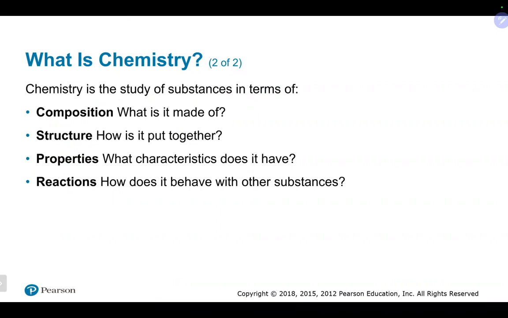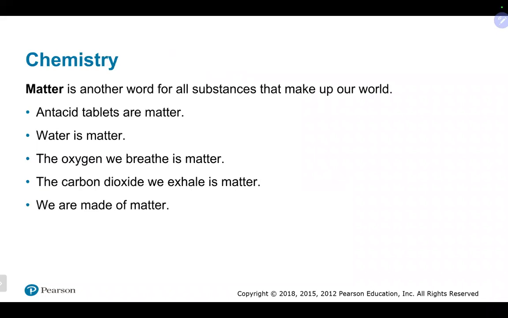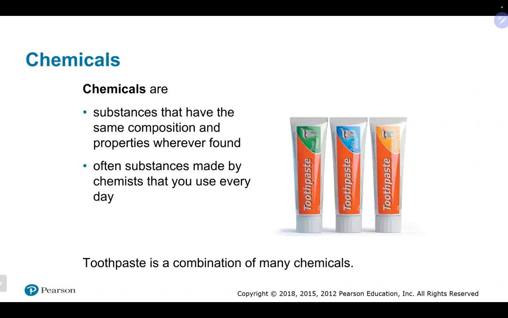So in addition to matter and different states of matter, chemistry is the study of composition, what everything is made out of, the structure, how it's put together, properties, what characteristics it has, and reactions, how things behave. As I mentioned earlier, matter is what everything is made out of. It's basically anything that has mass and occupies space. Chemicals are substances that have the same composition no matter where they're found.